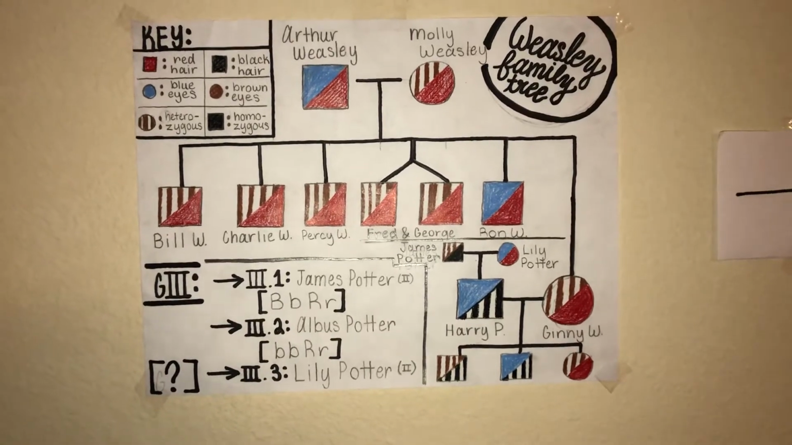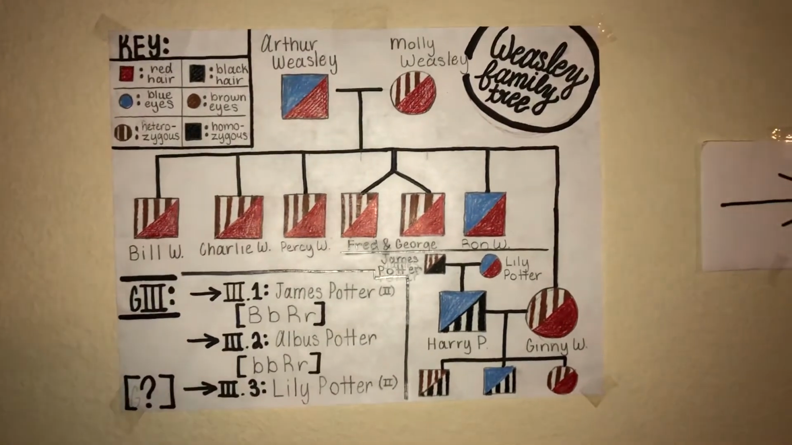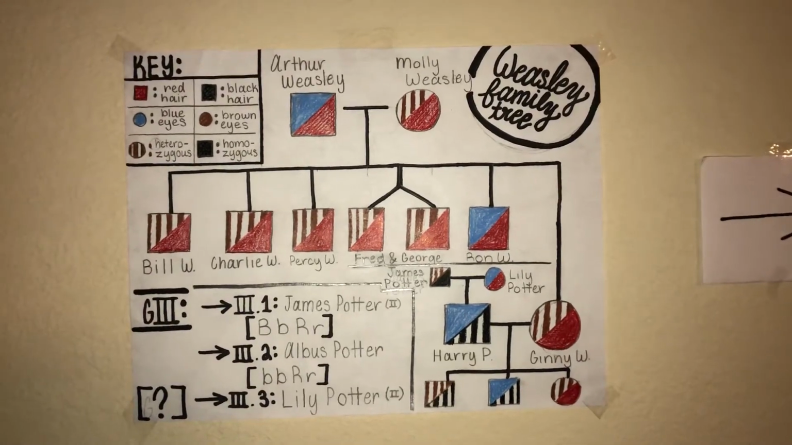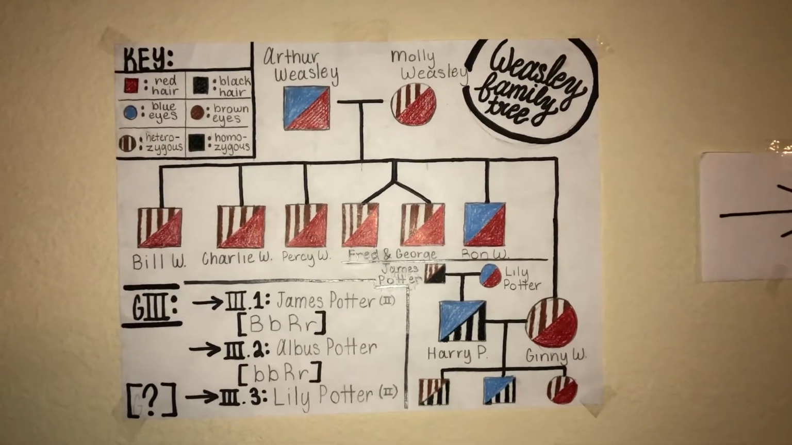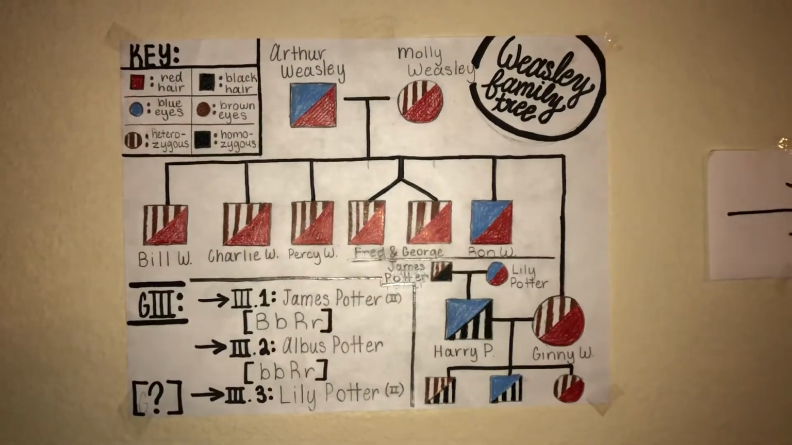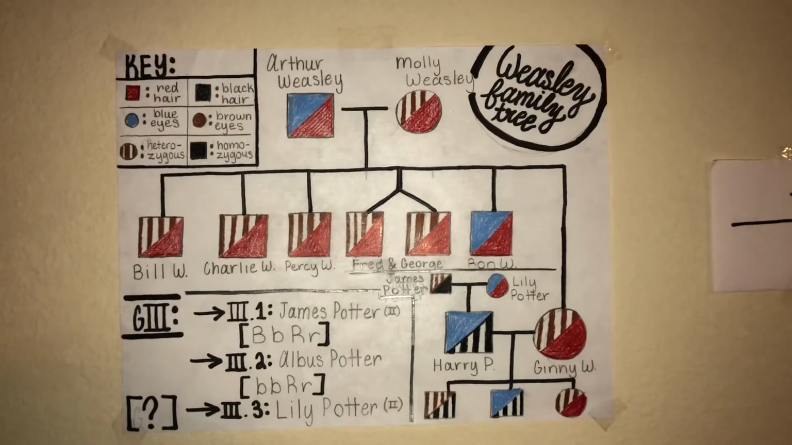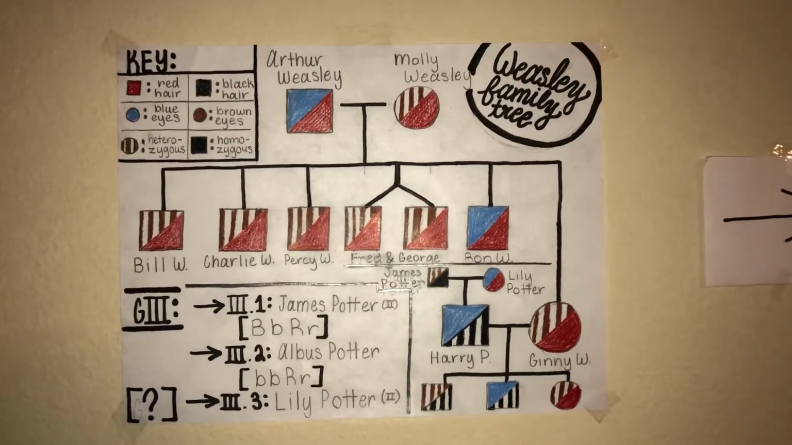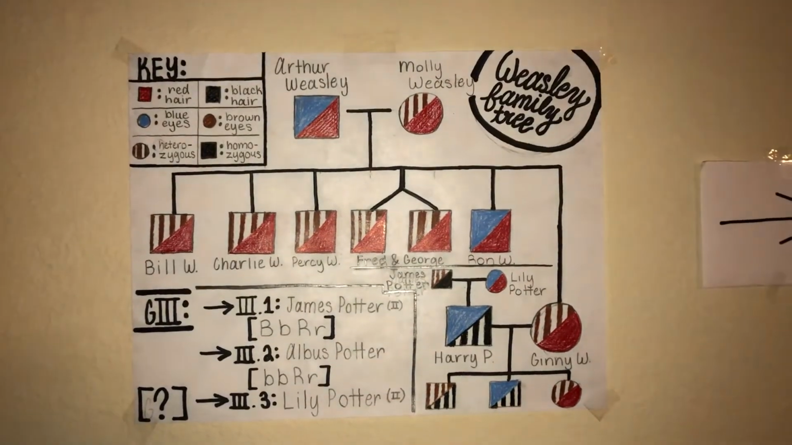Generation 3, individuals 1, 2, and 3. James Potter first is heterozygous for brown eyes and black hair. Albus Potter shows recessive for blue eyes, heterozygous for black hair. And even though Lily Potter isn't listed, we can see that she is heterozygous for brown eyes and is going to be homozygous for red hair.